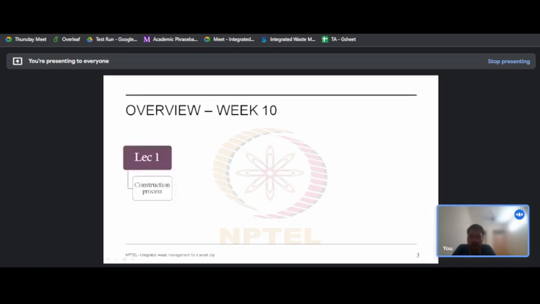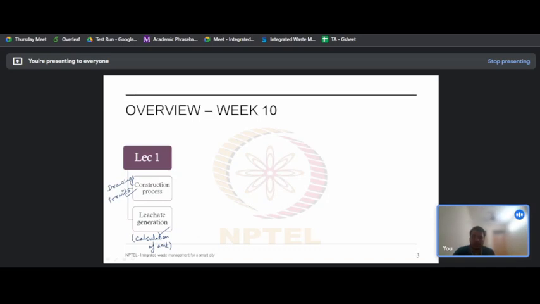So firstly, we have lecture 1. This was about the construction process, mostly regarding the drawings, permits, and the official processes that are done during construction. Then we discussed the topic of leachate generation, and how the calculation is done for the amount of leachate that will be generated.